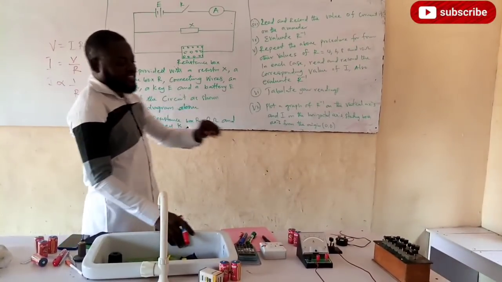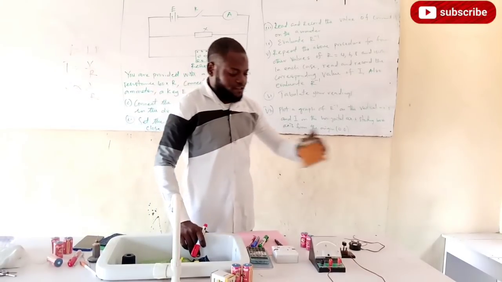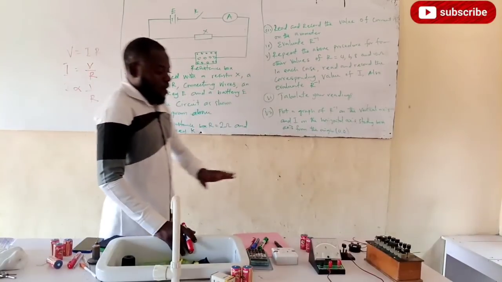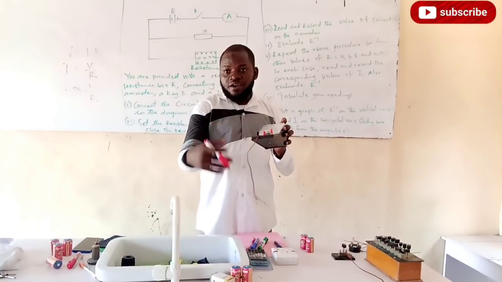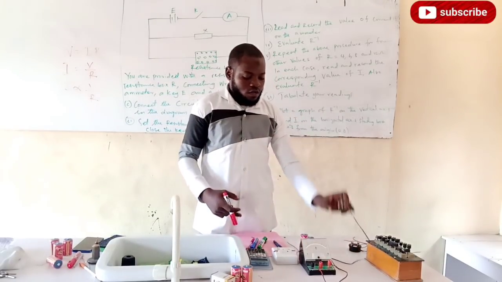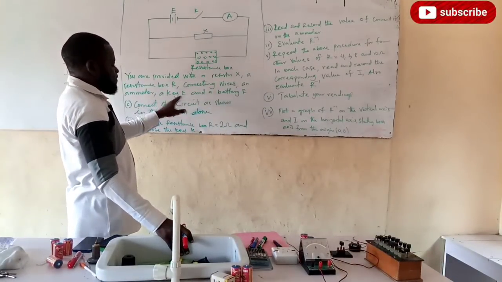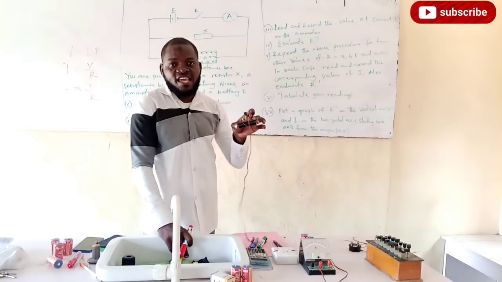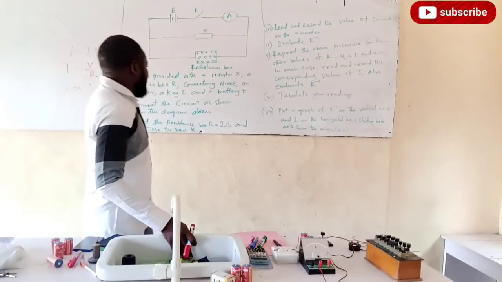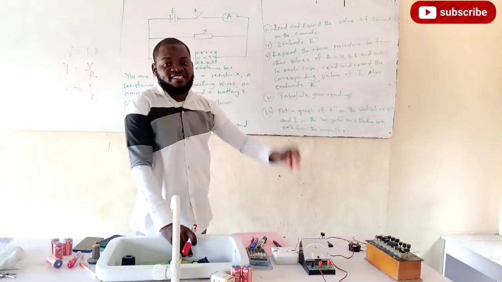And what's the next thing? A resistance box R. Here is my resistance box. Connecting wires. All my connecting wires are already on my terminals for the apparatus. Okay, what next? A key. This is called a key, which you can also call a switch. And what again? A battery. So this is a battery. It can also be called a cell.